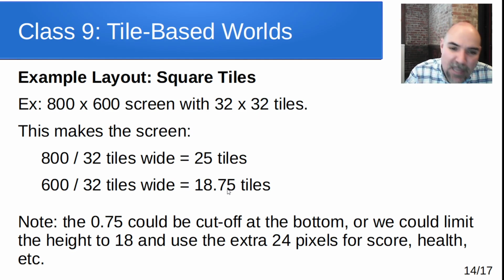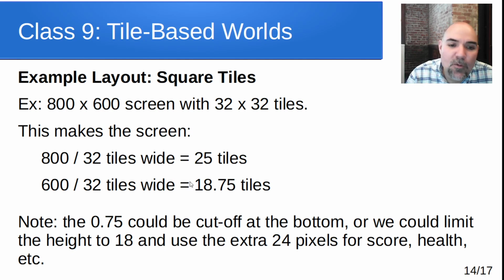Now, notice that that's a partial tile at the end there. And there are a couple things we could do with that. One thing we could do is make it 19 tiles tall, but then a tile will have a quarter of it cut off at the bottom. Or what we're going to do today in our example is make it 18 tiles tall, and then that extra 0.75 of a 32 pixel tile is just going to be blank, but we can use that to put the heads-up display information like the score or the health of the player, the health bar, whatever we want to put down there, armor, how much gold you have. You could put whatever you want down there at the bottom.